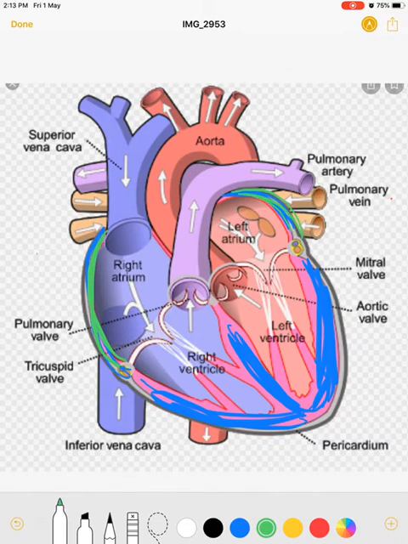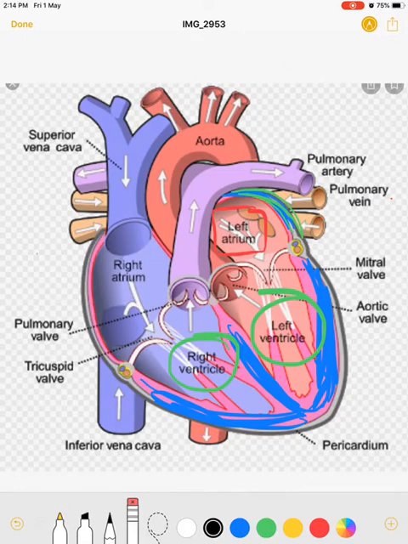Why? Because atrium, both atrium, right and left, they do not push blood. They do not push blood out of the heart. Whereas the right ventricle and left ventricle, they have to push the blood with pressure, because the blood is going away from them. They have to push the blood away from the heart. So they need pressure. So that's why they are thick walled as compared to atrium.